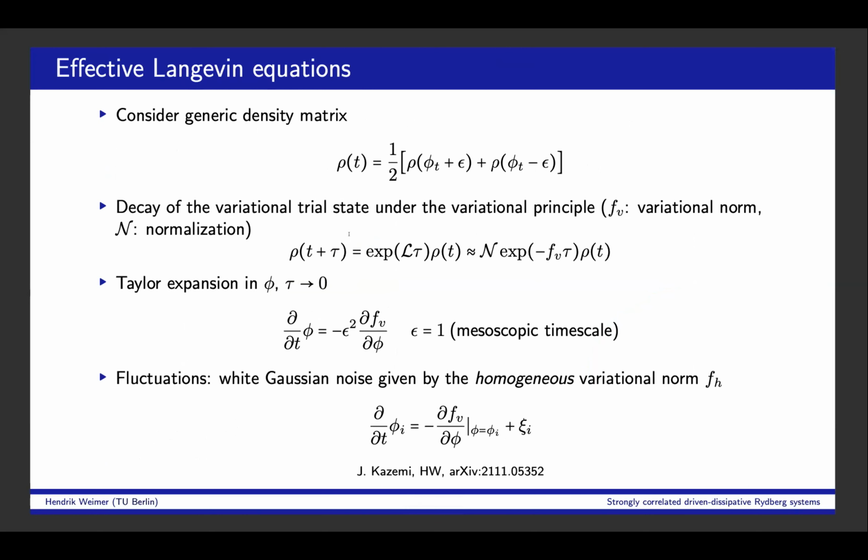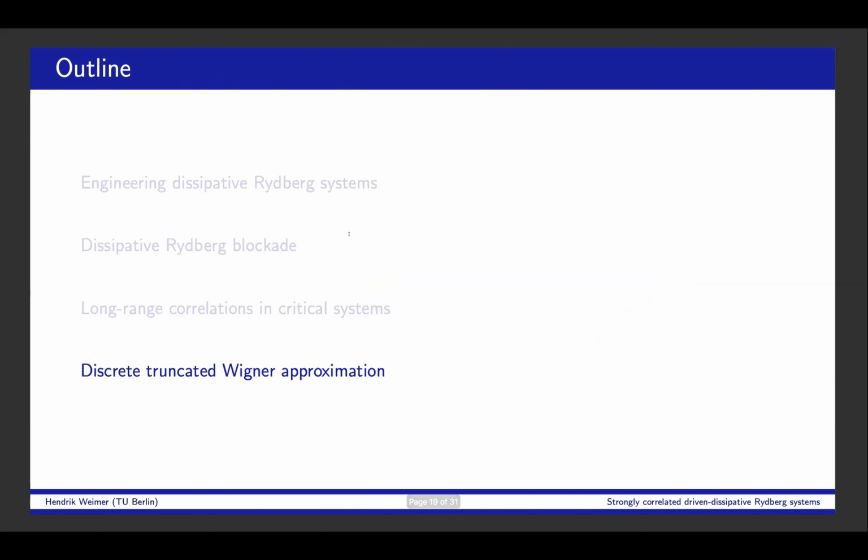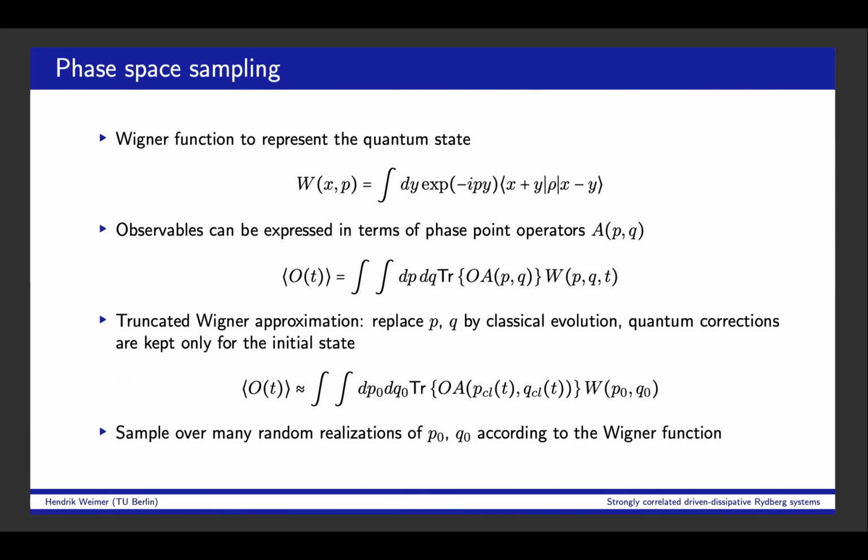So what I want to briefly touch on is the last part. What I've explained to you now is something that works very well for these blockaded systems, but it's also quite complicated to use. And something that we found out is that when you don't have these long range interactions in the system, what works very well is the discrete truncated Wigner approximation. So the idea is to use some phase-space sampling to represent your quantum state. And this could be done in the exact way by using a Wigner function.